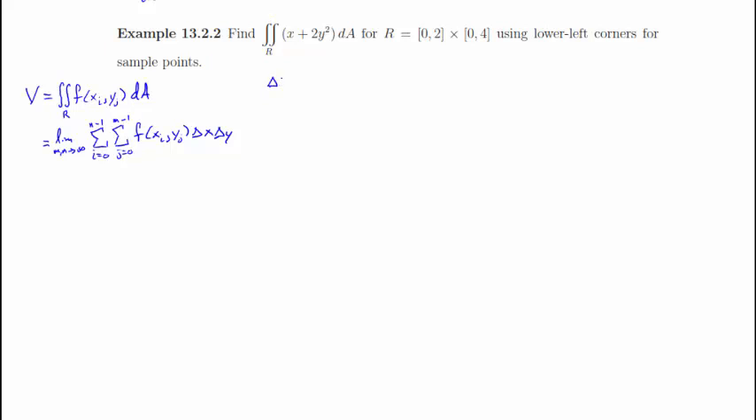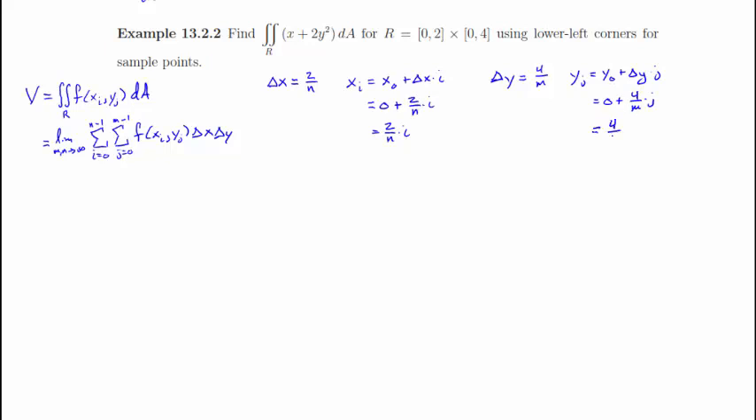Delta x equals the total width, 2, over n subintervals. So then x sub i equals x naught plus delta x times i. So in our case, this is going to be 0 plus 2 over n times i, equals 2 over n times i. Now our delta y equals the total width in the y direction, 4, over m subintervals. So y sub j equals y naught plus delta y times j. So this is going to be 0 plus 4 over m times j, which simplifies to 4 over m times j.